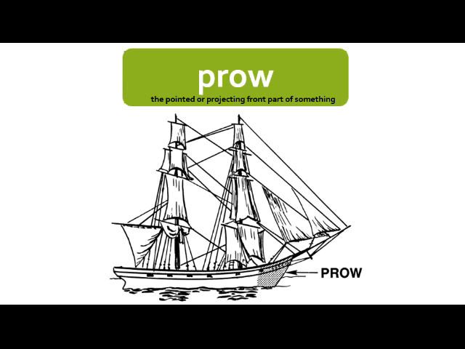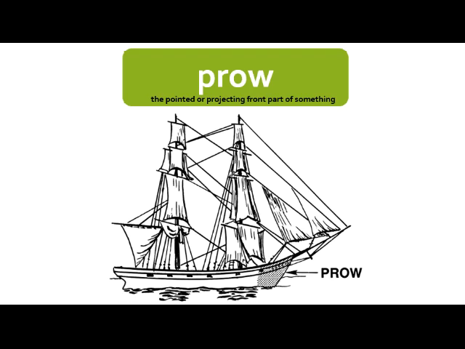And our last word is prow. Prow means the pointed or projecting front part of something. So often you'll hear prow when it's referencing this front part of a ship that points out. But prow could also be on a different type of vehicle. In our book, it's going to talk about the prow of a spaceship. So prow is just a pointed or projecting front part. This is a prow of this sailing ship.